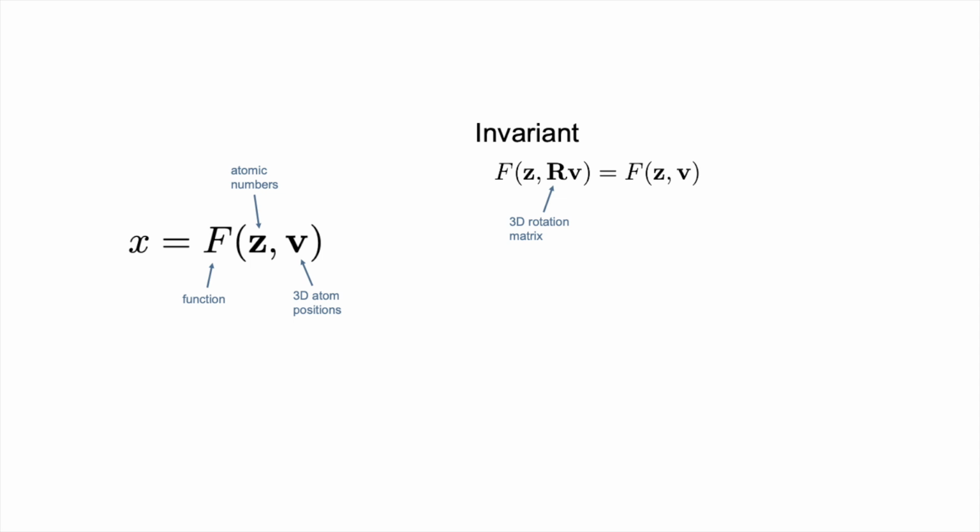Because we know if you have an invariant representation, if you rotate the different atom positions, this isn't going to impact the representation x. Now for equivariant representations, if we rotate the position of the atoms v by some rotation matrix R, this is not going to result in exactly the same representation x. So for equivariant representations, if we rotate the atom positions by some rotation matrix R, this is going to result in the representation being rotated as well. And here the rotation is going to happen using the Wigner-D matrix that we mentioned before.